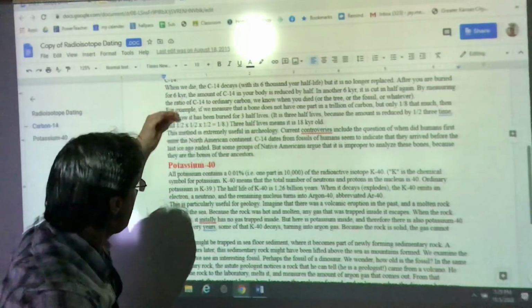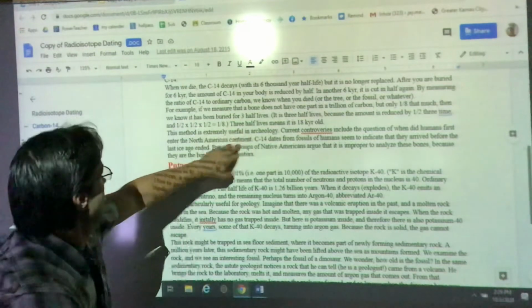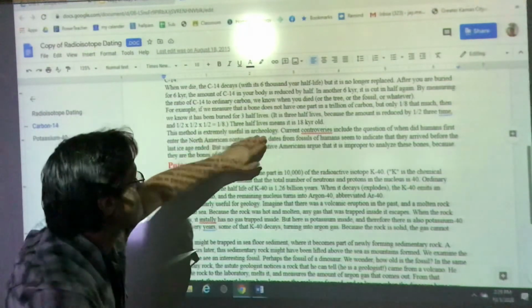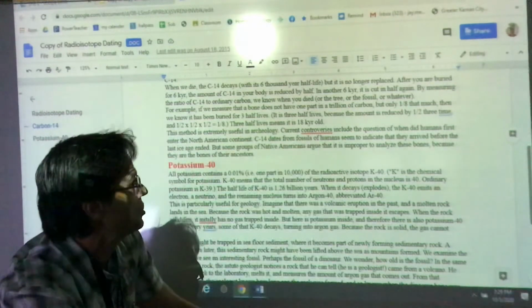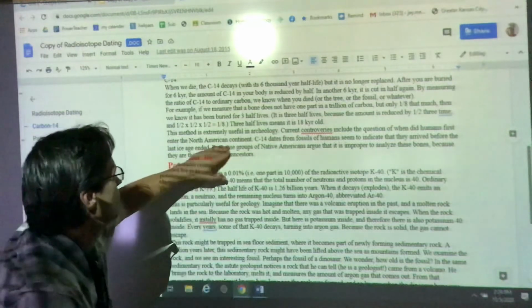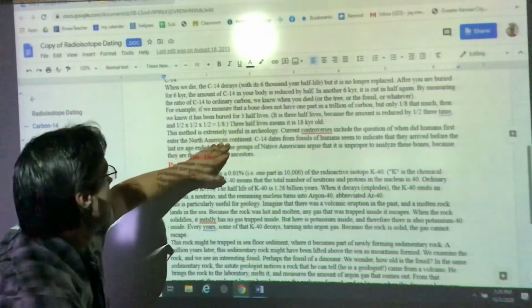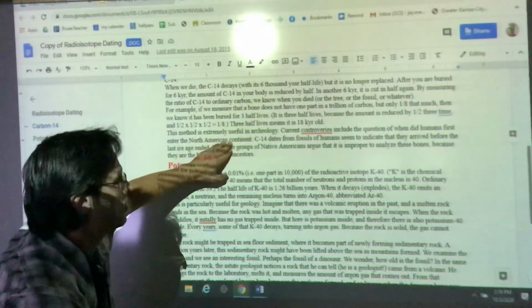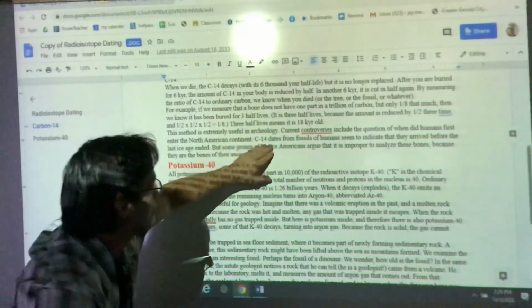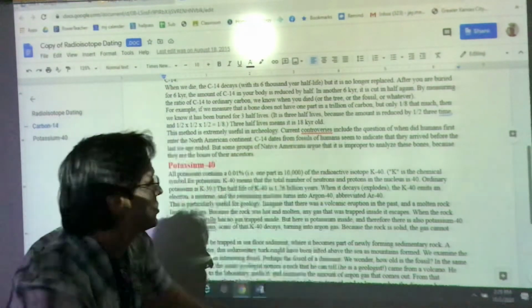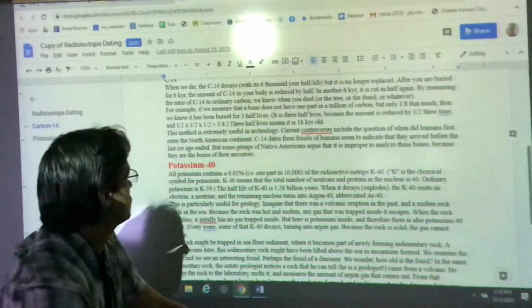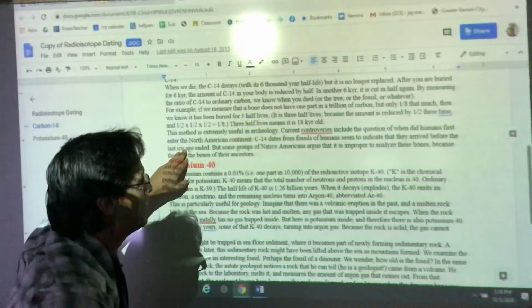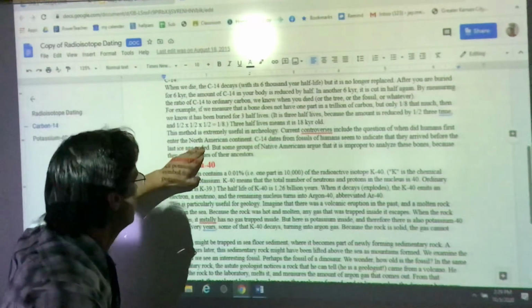Okay. So this method is extremely useful for archaeologists. Current controversies include the question of, and this is just a cool little trivia question, when did hominids, or when did humans, occupy North America, okay? Carbon-14 dates would be great if we could get a hold of some of the oldest human fossils located in North America, but unfortunately, they arrived before the last ice age ended.